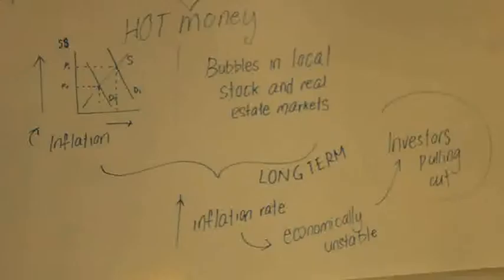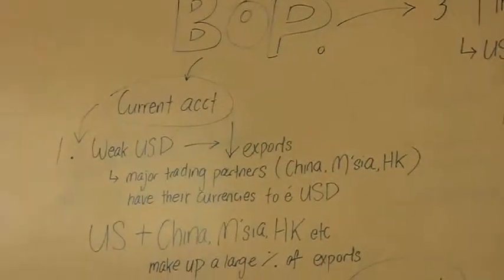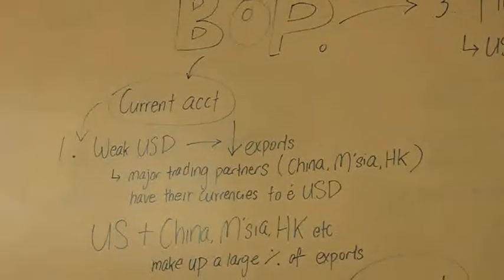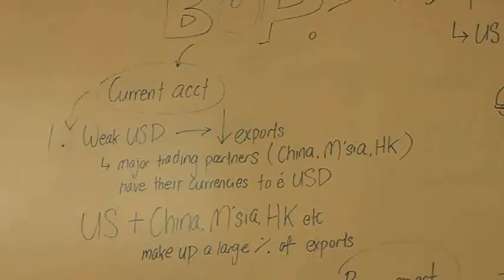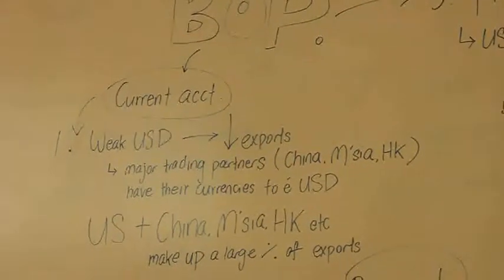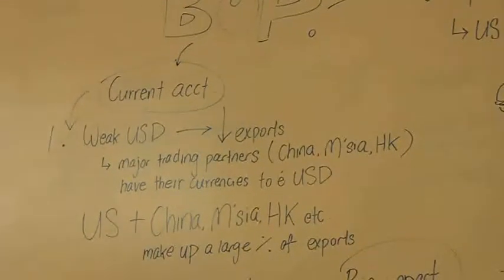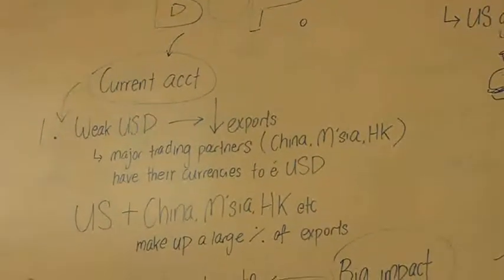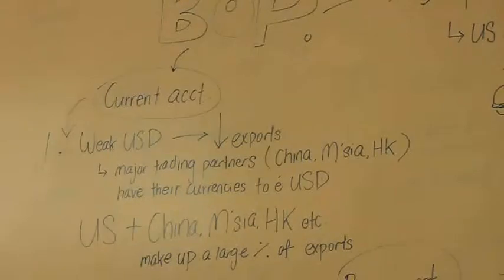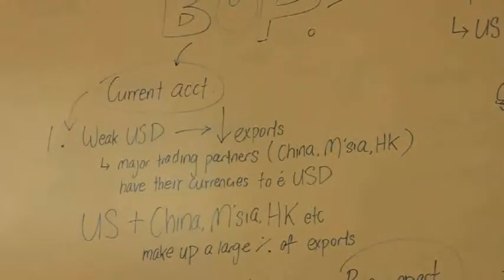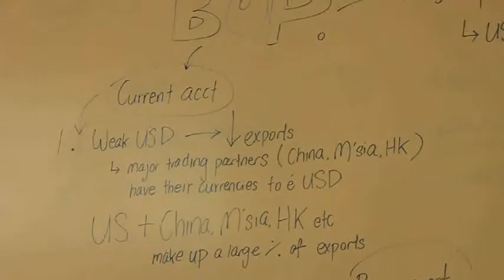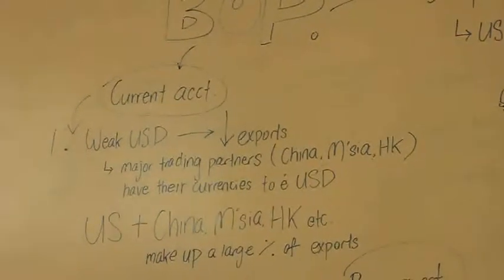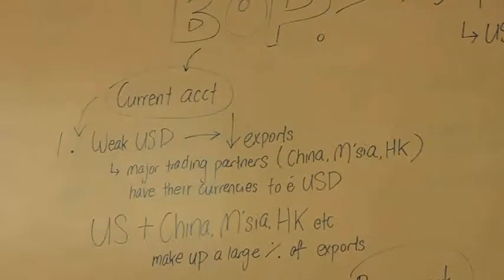For the current account, the sum of the balance of trade, net factor income and net transfer payments, Singapore's value of exports are predicted to decrease, while imports are likely to increase. A weak US dollar could hamper Singapore's exports, as major trading partners of Singapore have their currencies pegged to the US dollar. Combined with the US, they comprise a significant portion of Singapore's exports.